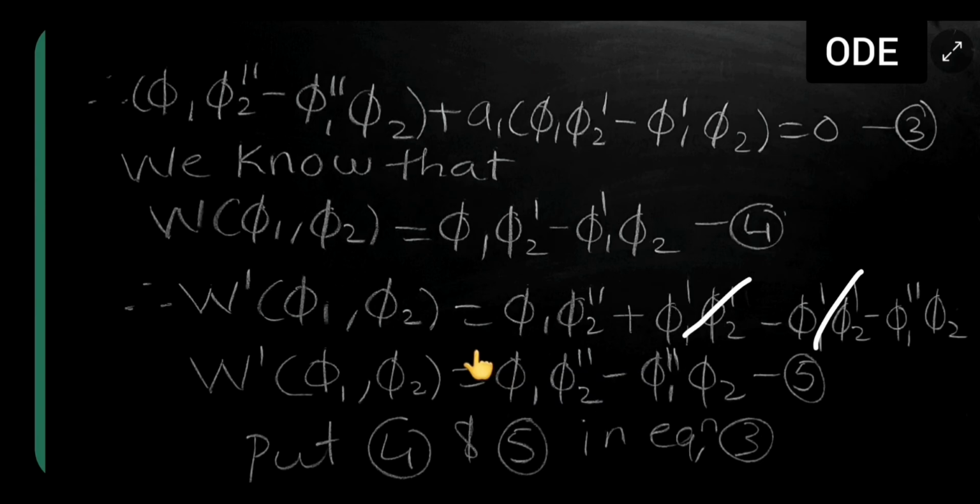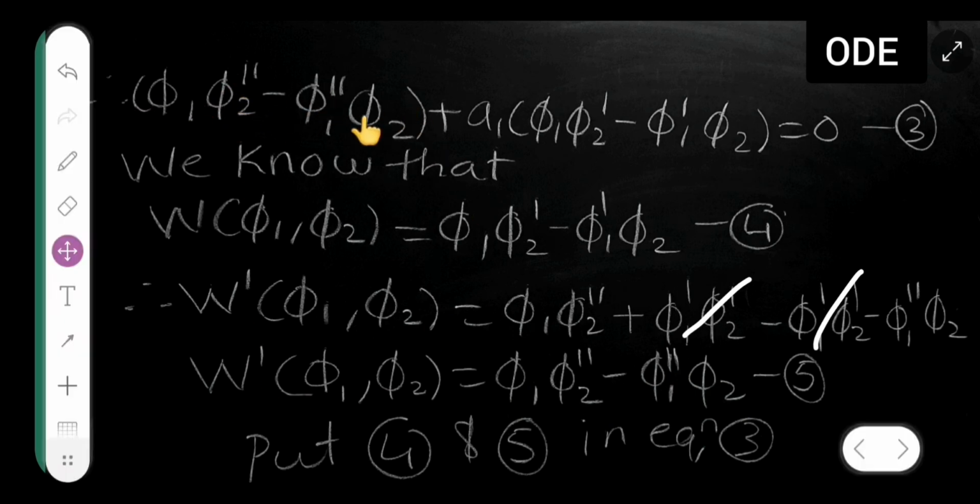See, over here it is, sorry. W dash of phi 1 comma phi 2 is equal to what? Phi 1 phi 2 double dash minus phi 1 double dash into phi 2. Now this is where here it is. So you all have to put this in place of this, okay?